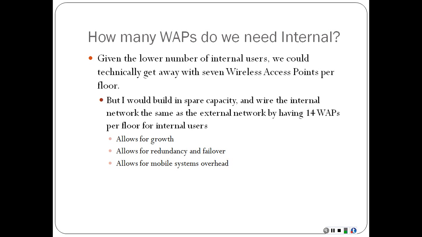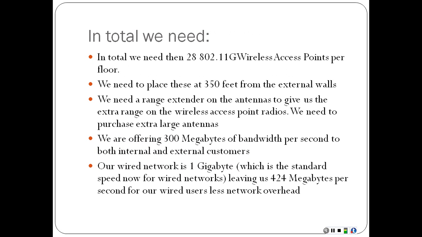That's why, if we have all those extra wireless access points in this huge 2,000 by 1,000 foot building, we can pretty much cover the entire floor using 28 802.11g wireless access points. So we'll need to place them again about 350 feet from the external walls. We're not going to push them down the middle of the building. We're going to push them at the 1/3 point, 1/3 from the right wall and 1/3 from the left wall, right? And then we're going to want some range extender antennas to give us the extra range that we need. So you can actually buy range extender antennas.